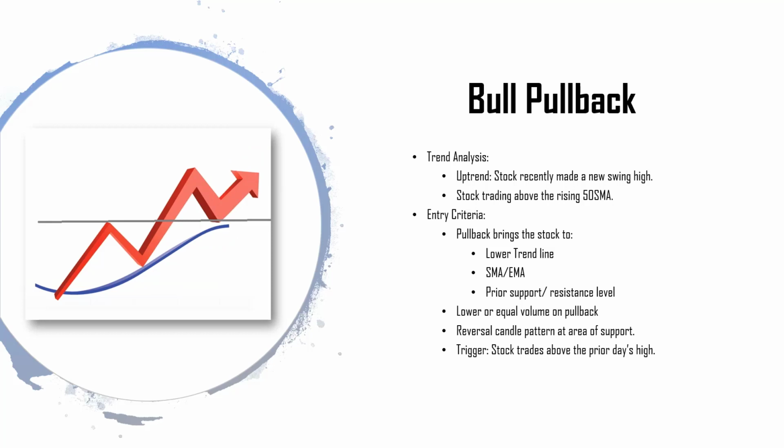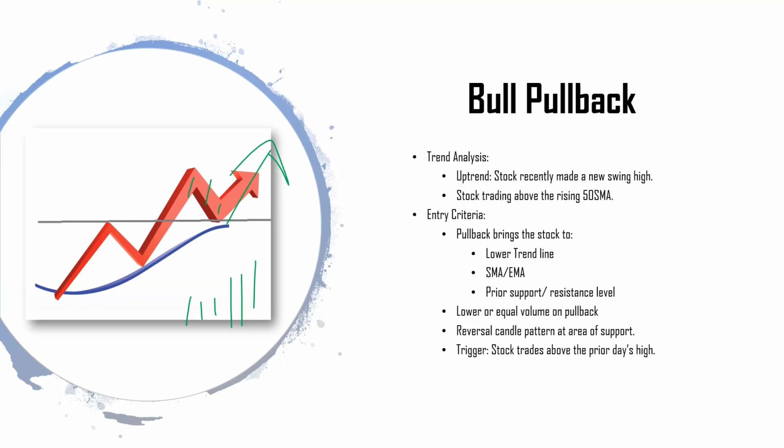And so key things to look for on a bull pullback is you want lower or equal volume on a pullback, and then on the right here, in these little spots right here, you would want little volume bars, but then on this part you want big volume bars, showing that there are buyers coming in to push it higher.